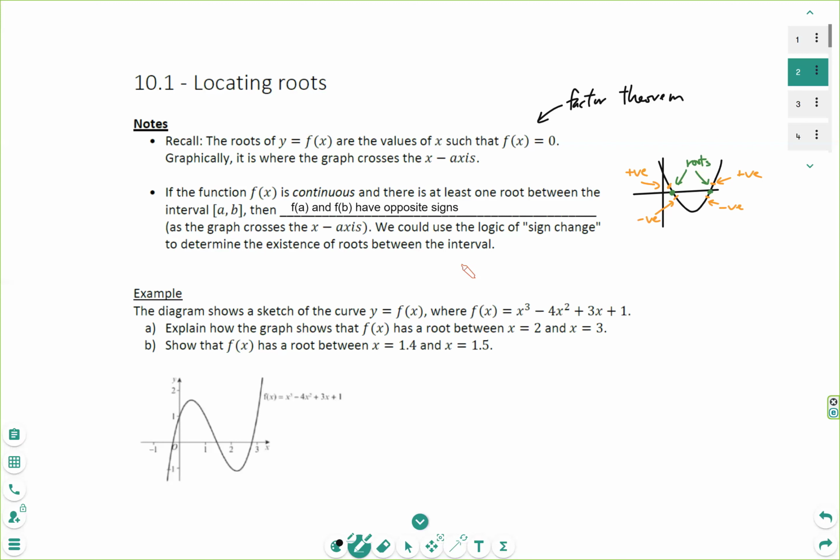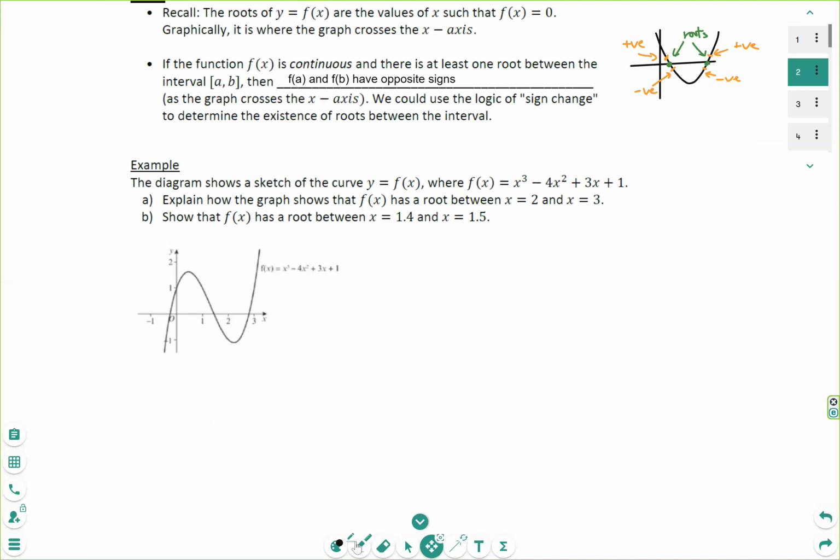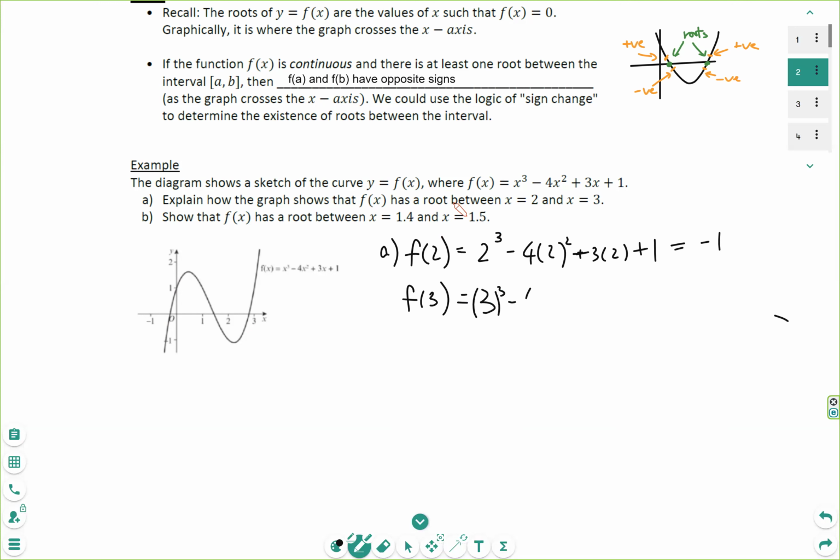As a graph crosses the x-axis, we can use the logic of sign change to determine the existence of roots between the interval. For example, the diagram shows a sketch of y equals f of x, a cubic graph. Explain how the graph shows that f of x has a root between 2 and 3. So you can use the sign change method. In part A, we substitute 2 into the function. So f of 2 is 2 cubed minus 4 times (2) squared, plus 3 times 2, plus 1. I like to use a bracket here, just in case of negatives. Put it in a calculator and you should get minus 1. And f of 3 is 3 cubed minus 4 times 3 squared plus 3 times 3 plus 1. Put it in the calculator and you get 1.